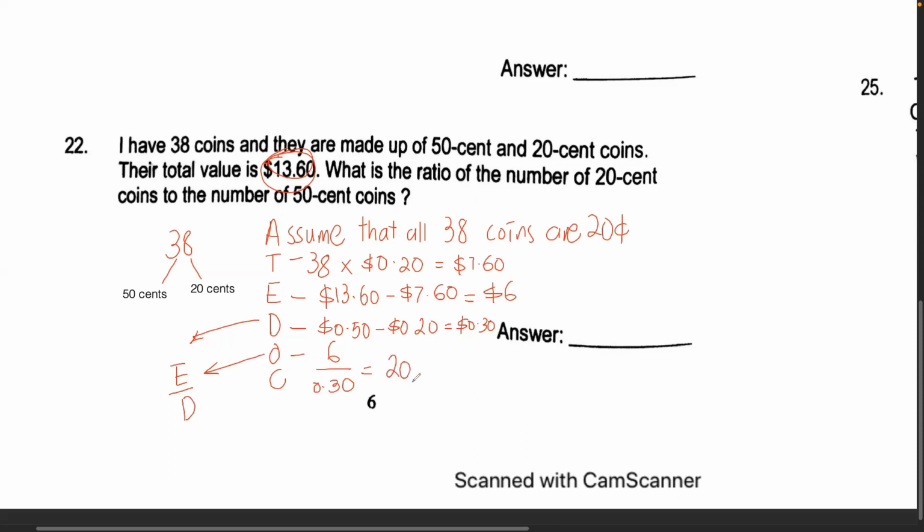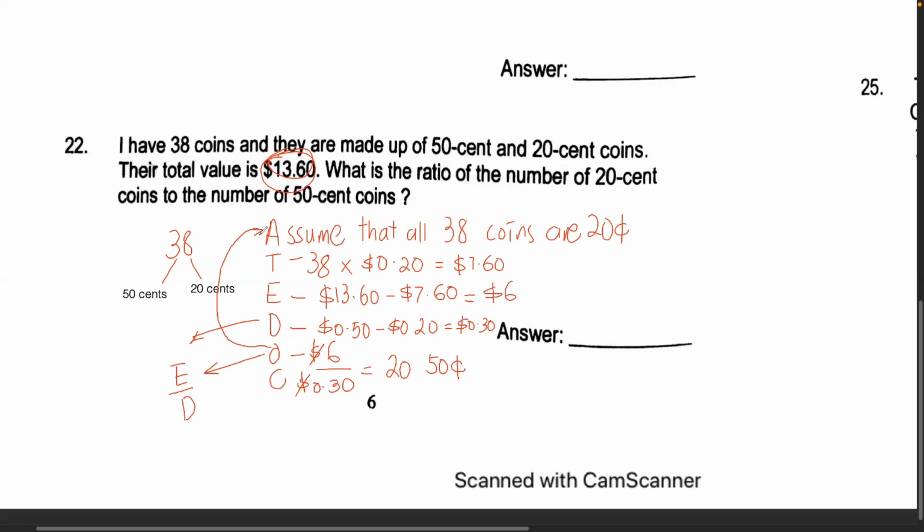Now, if you're wondering 20 what, Teacher Joseph? Do you remember that this is $6 and this is 30 cents? When I divide, it means that the dollar signs have to be cancelled, correct? So this is 20 what? 20 50-cent coins. How do you get 20 50-cent coins? Because it is the opposite of what I've assumed. If I assume that all are 20-cent coins, then my opposite has to be the rest are 50 cents.